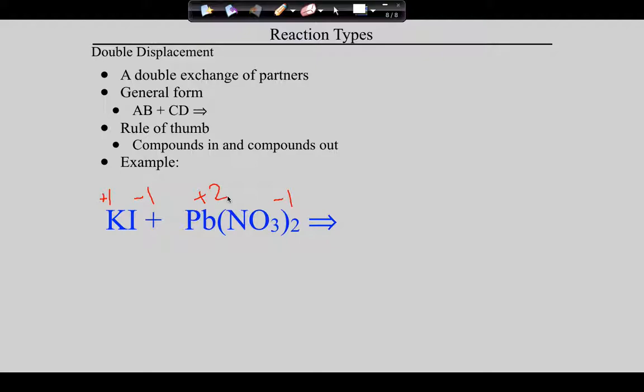Now we can figure out not only who's going to recombine, but the ratios in which they're going to do that. So guys, will potassium hook up with the lead or the nitrate? The nitrate. Now, potassium's +1, nitrate's -1. How many of each do you need? 1. So one of your products is going to be KNO3.